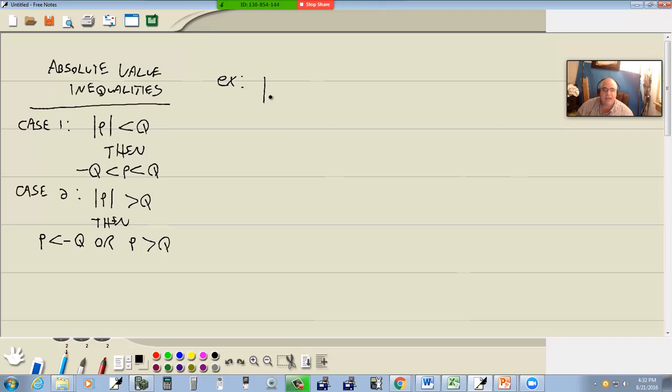So for example, if I have the absolute value of x minus 5 is less than 8, the inequality will tell you which case it is. Absolute value has to be on the left side. Since this is a less than, that means it matches case 1. So I'll identify the p and q. P is what's inside the absolute value, and q is the other side. And our formula is negative q is less than p is less than positive q. So everywhere I have a p, I'll plug in x minus 5, and everywhere I have a q, I'll plug in 8. So I got negative 8 is less than x minus 5 is less than positive 8.